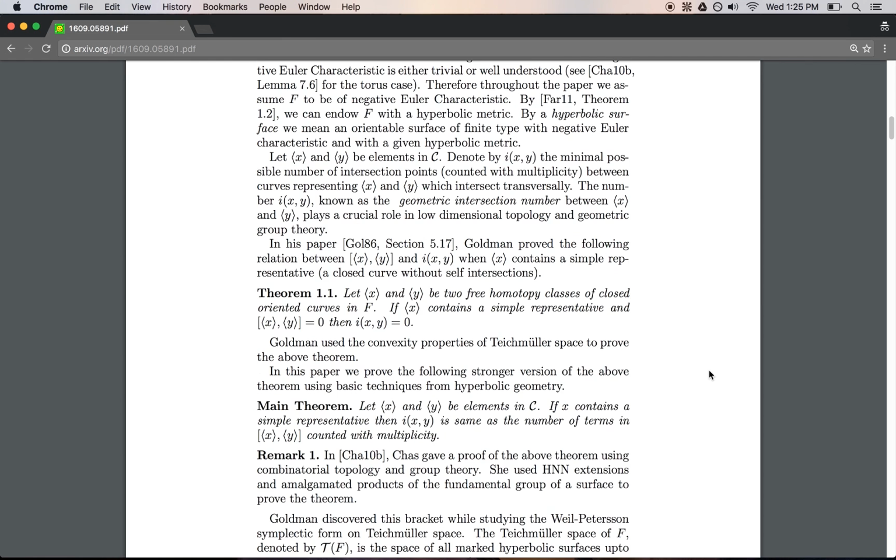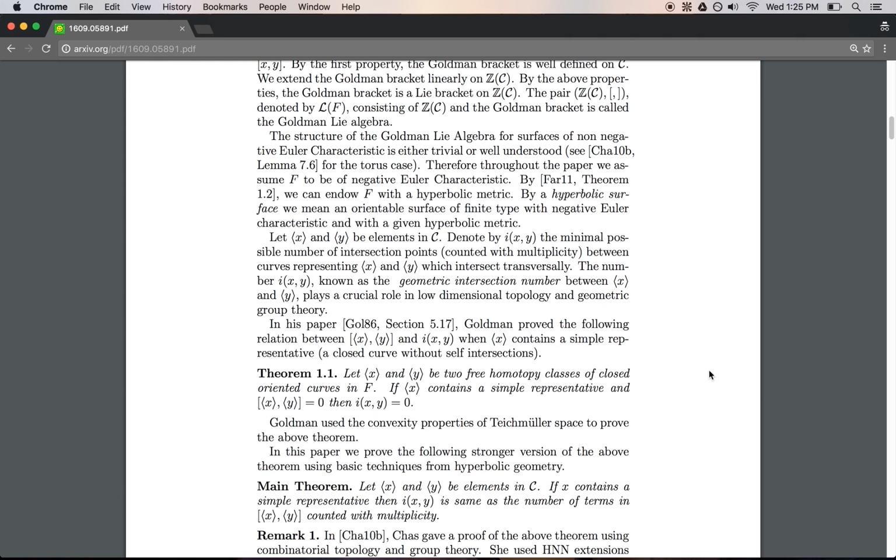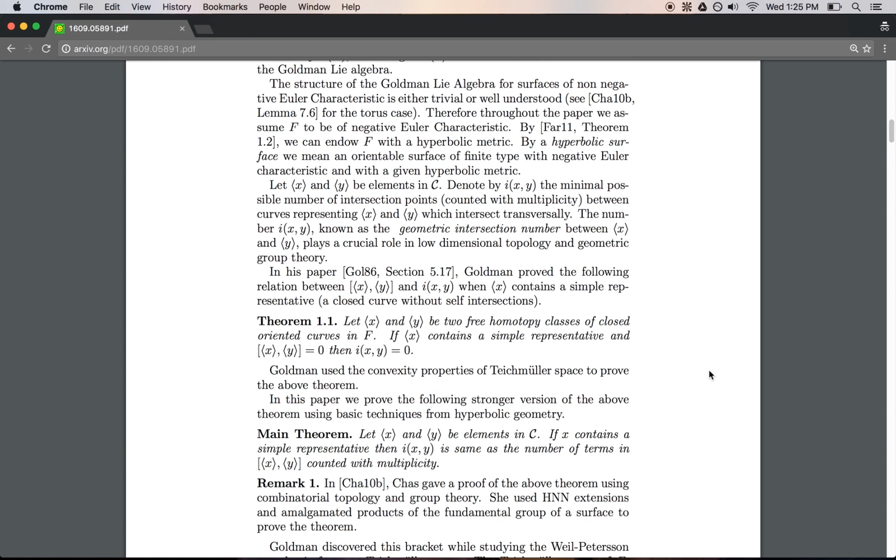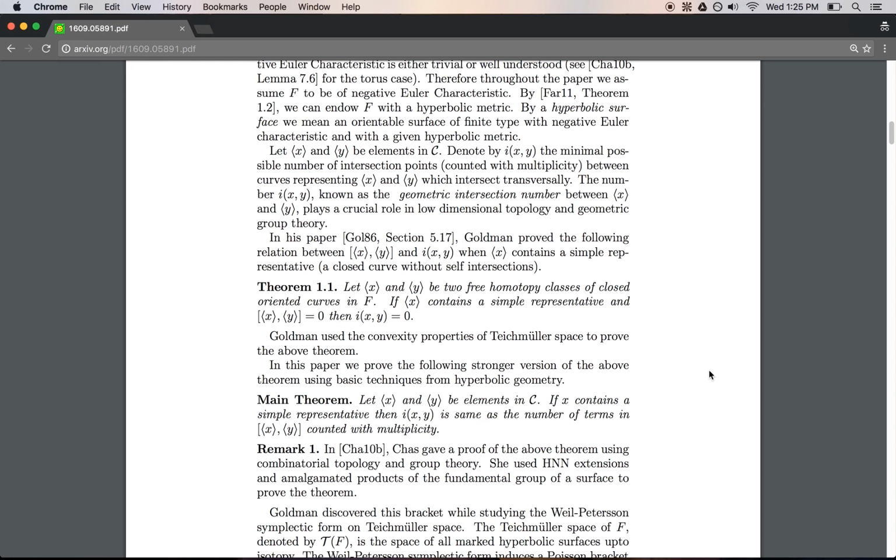Let x and y be two free homotopy classes of closed oriented curves in capital F. If x contains a simple representative and the Goldman bracket of x, y equals 0, then I of x, y equals 0. Goldman used the convexity properties of the Teichmuller space to prove the above theorem.